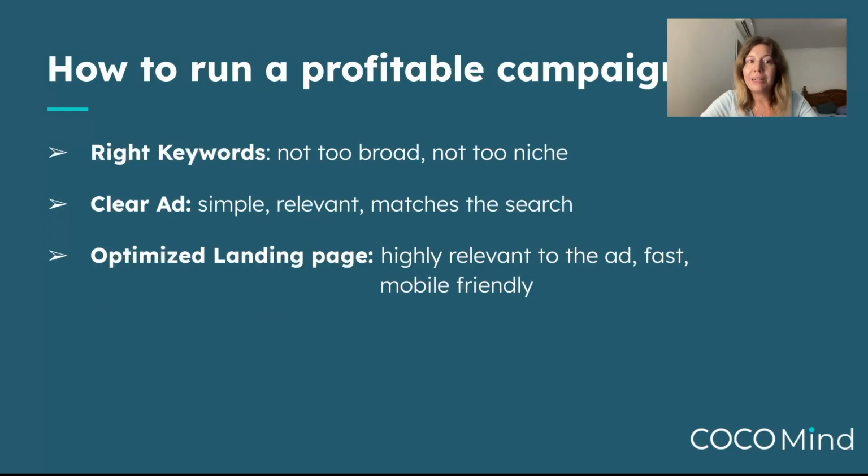How to run a profitable campaign? There are many factors to run a profitable campaign, but these are the main ones. You should have the right keywords. You should do keyword research, and your keywords should not be too broad, but not too niche either. Your ads must be clear. They must be simple, relevant, and they should match the search. As well, your landing page should be optimized. It should be highly relevant to the ad, fast and mobile friendly. If these three elements match, Google rewards you with lower cost per click, higher ad positions, and better search results.